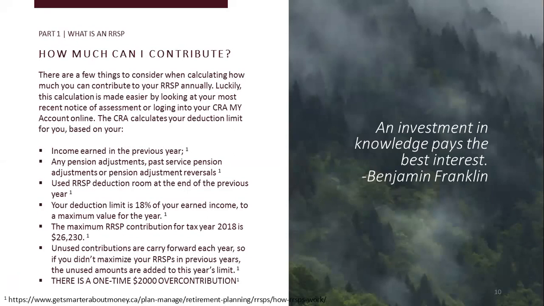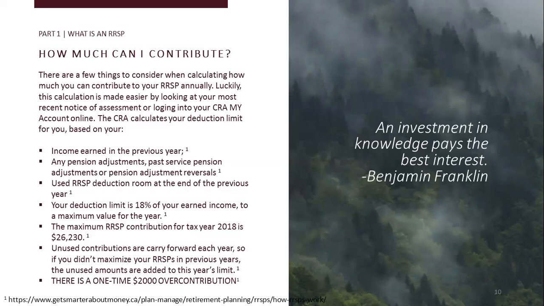The CRA calculates your deduction limit for you based on your income earned in the previous year, any pension adjustments, past service pension adjustments or pension adjustment reversals, and used RRSP deduction room at the end of the previous year. Your deduction limit is 18% of your earned income up to a maximum value for the given year. The maximum RRSP contribution room for the 2018 tax year is $26,230. Unused contributions are carried forward each year, so if you didn't maximize your RRSPs in previous years, the unused amounts are added to this year's limit.